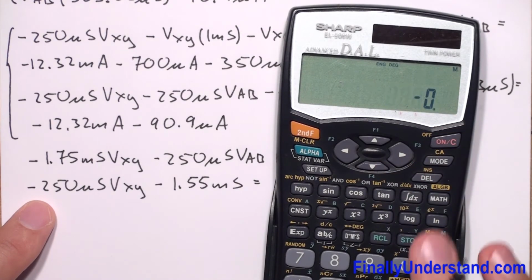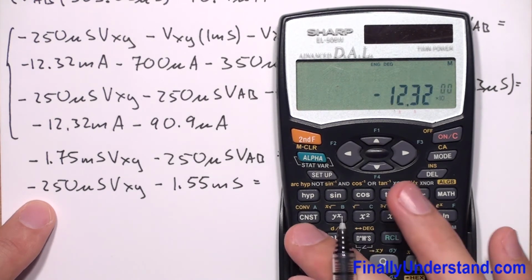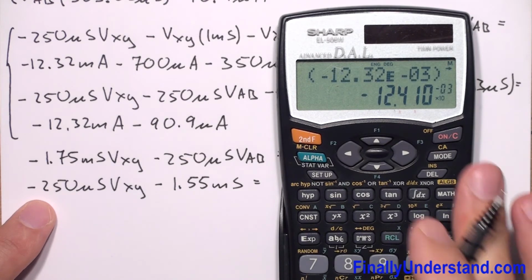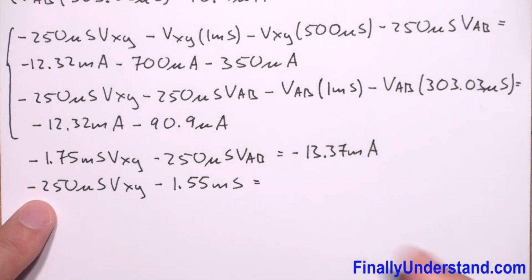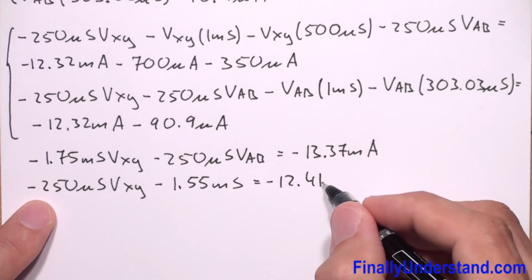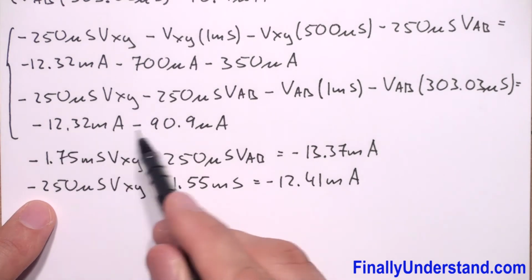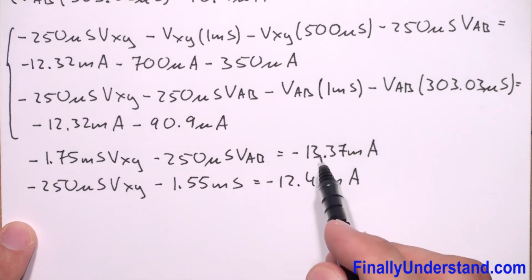We have negative 12.32 exponent negative 3 minus 90.09 exponent negative 6. Okay, so I have negative 12.41 milliamps. I said add because we have two negative numbers, so we have to add them up and keep the sign. So we obtain two linear equations.